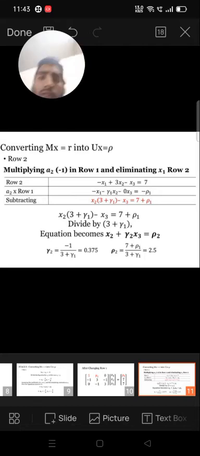Converting Mx equals rho into Ux equals p. Row 2: multiplying a2, that is minus 1, in row 1 and eliminating x1 from row 2. Row 2 is minus x1 plus 3x2 minus x3 is equal to 7. A2 times row 1, we know that. Subtracting, the equation becomes as follows. So here we are finding y2 and p2.